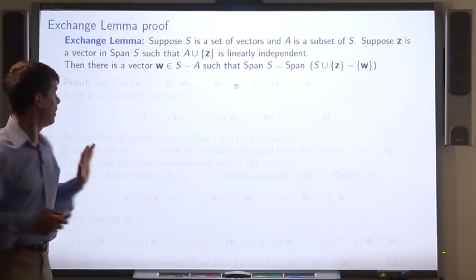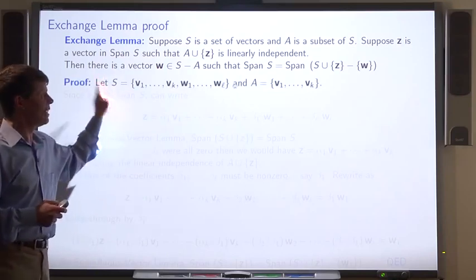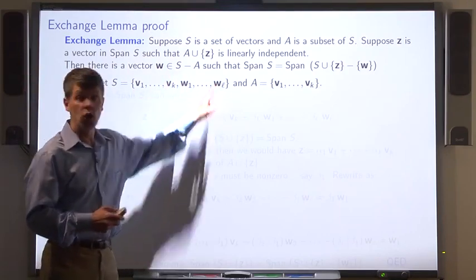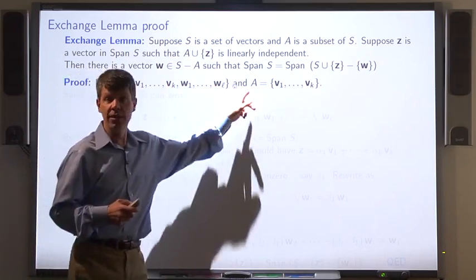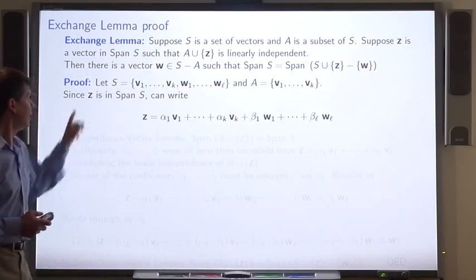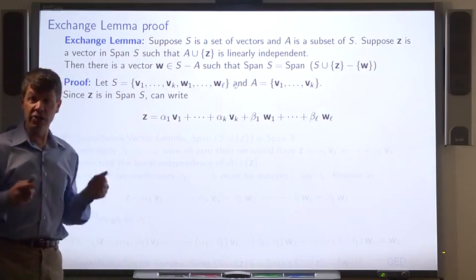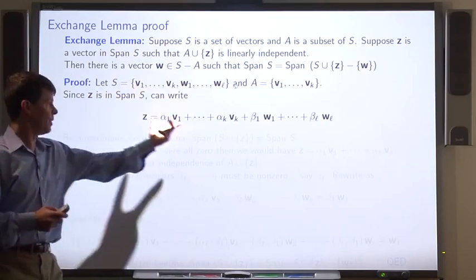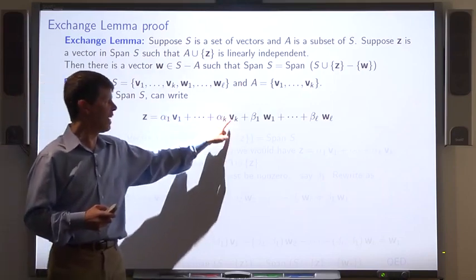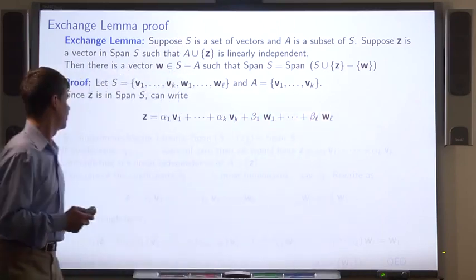So here's the statement of the lemma. Let's go through the proof. We'll write the set S in this way: V1 through Vk followed by W1 through WL, where the set of protected elements, A, consists of V1 through Vk. Now, since Z is required to be in the span of S, we can write Z as a linear combination of the vectors in S. Here's a linear combination. Z is alpha 1 times V1 up to alpha k times Vk plus beta 1 times W1 up to beta L times WL.